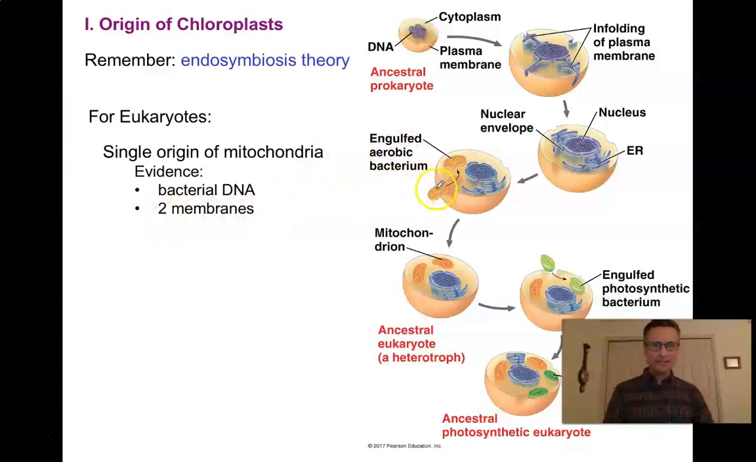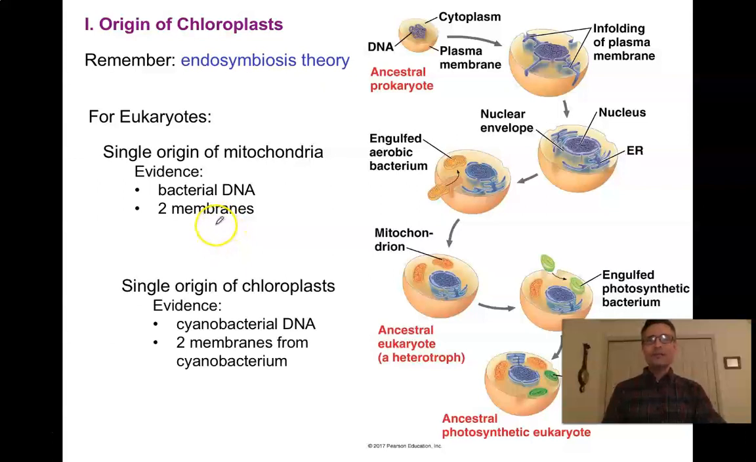And so the idea is that one membrane represents the membrane of the prokaryotic cell that was originally engulfed, and the second membrane over here represents the membrane of the eukaryotic cell that engulfed it and then eventually turned it into some sort of vacuole-like structure.